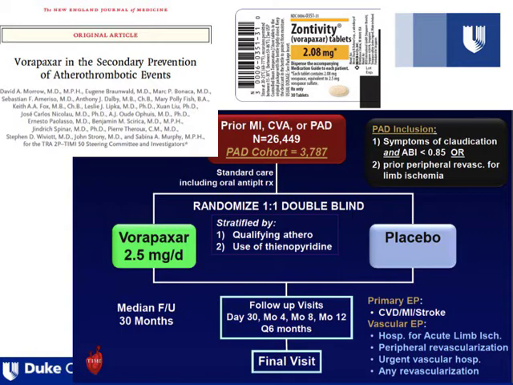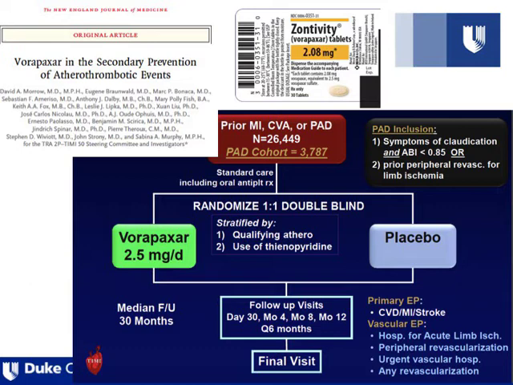About 25% of these patients were on dual antiplatelet therapy at the beginning of the study. The remainder were on single or monotherapy antiplatelets. They followed these patients for about 30 months prior to the end of the study, and they looked at a combined primary endpoint of cardiovascular death, MI, and stroke. They also did a very nice job, I thought, at looking at hospitalization for acute limb ischemia, peripheral revascularization, and then an actual adjudicated endpoint of urgent vascular hospitalization. So I'll show you these results now.